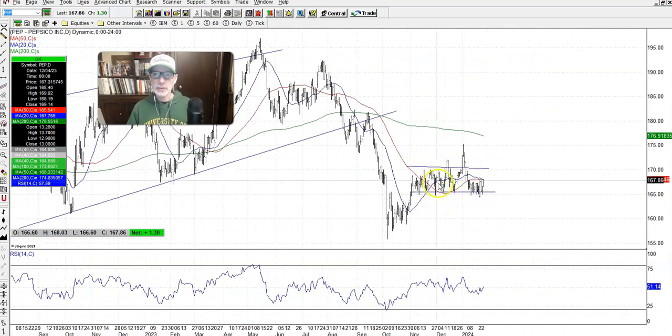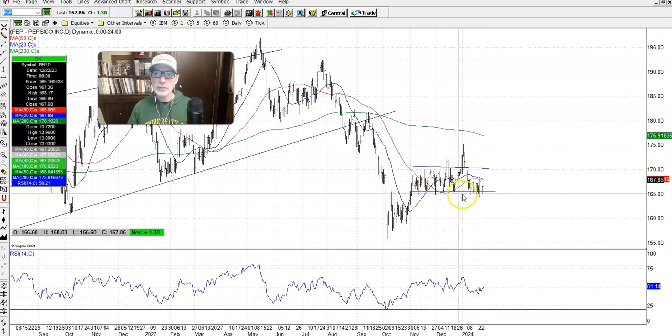Pepsi, trading in a tight range here, but it's bouncing off the lows in the channel right around 165. So the next move for Pepsi is driving up towards the top edge of the channel. If it can get through there, then that should keep the momentum going. So you want to watch these channels, see how it reacts.